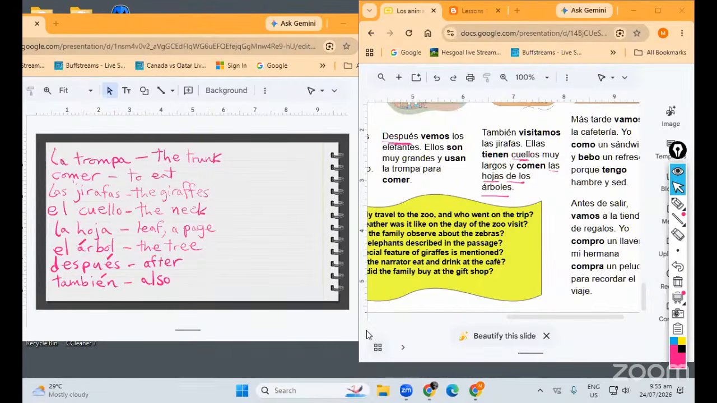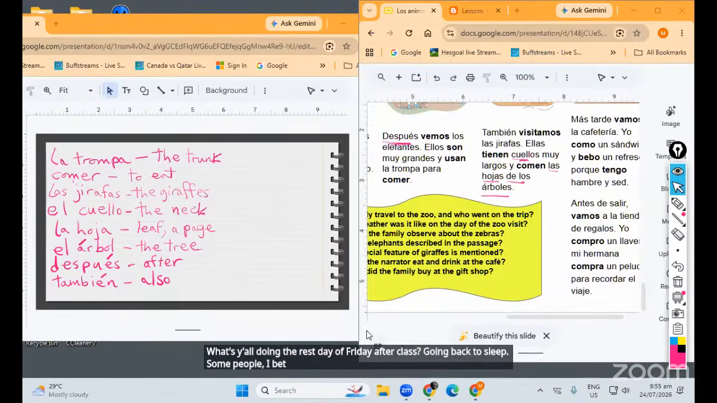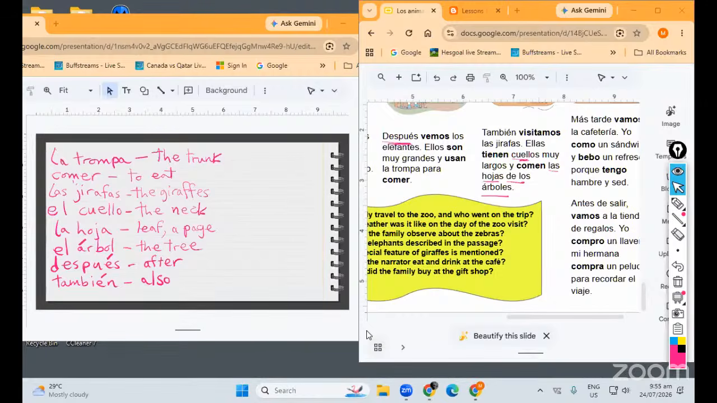What are y'all doing the rest of your Friday after class? Going back to sleep, some people, I bet. Did y'all already buy school supplies? Do you have to go to Shoguna's Main Road to get any?